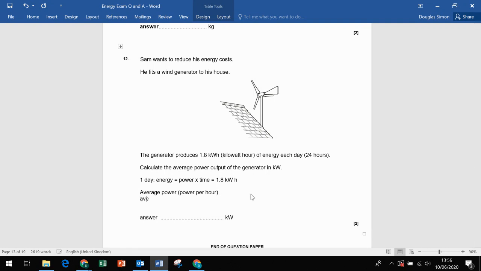So we want average power equals 1.8 kilowatt hours divided by 24 hours. Average power per hour, which is not that. I did times by mistake. Is 0.075 kilowatts. So that's our answer there. So whenever it says average, often you divide by the total time if time's available. So that is the end of the energy exam questions.